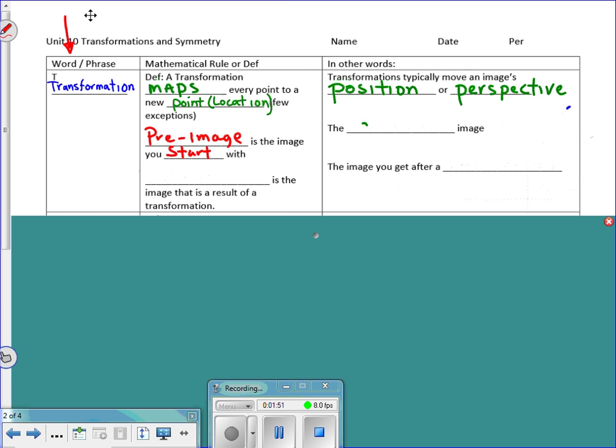All right, next up, we're going to look at some words. Pre-image is the image you start with. So like when I go into the DMV, they take a picture of my face. My face is the pre-image, and the picture that they take, which appears on my driver's license, is the image. So pre-image is basically the original, and the image is the transformation, the copy of it.